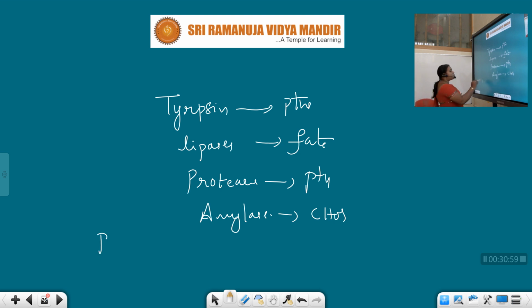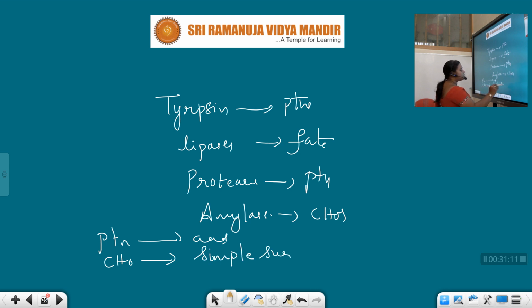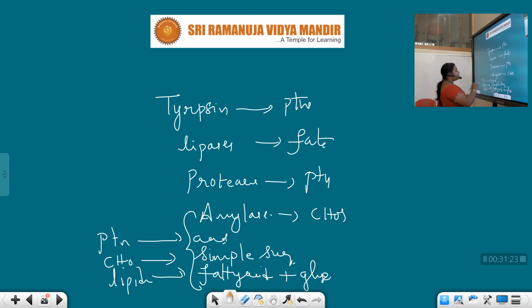As a result, proteins get converted into amino acids, whereas carbohydrates get converted into simple sugars, and lipids get converted into fatty acids and glycerol. So finally all these proteins, carbohydrates and lipids are converted into amino acids, simple sugars, fatty acids and glycerol. These are the nutrients which we get at the end of digestion.